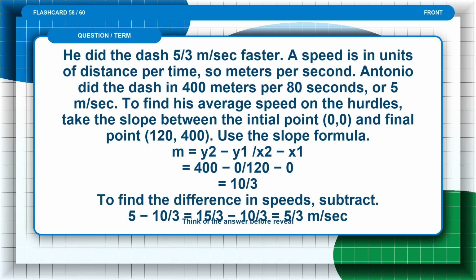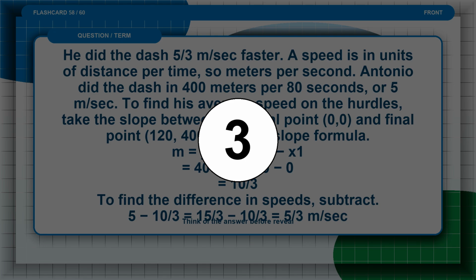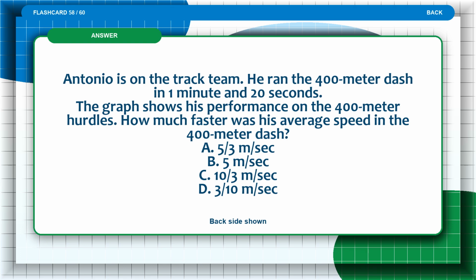Think of the answer before the reveal. The answer is: Antonio is on the track team. He ran the 400-meter dash in 1 minute and 20 seconds. The graph shows his performance on the 400-meter hurdles. How much faster was his average speed in the 400-meter dash? A, 5/3 meters per second; B, 5 meters per second; C, 10/3 meters per second; D, 3/10 meters per second.